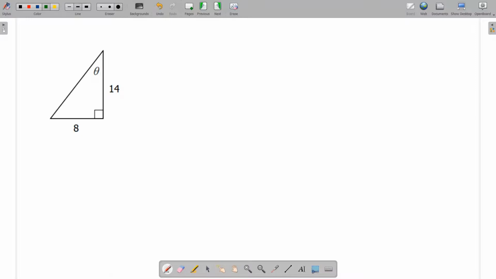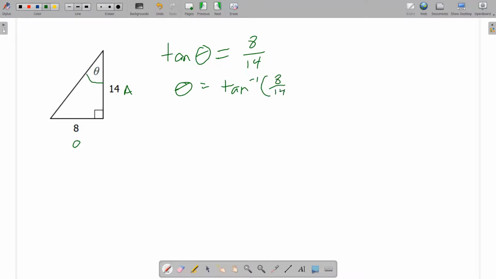All right, for this one, we're going to label our sides based on angle theta. So 8 is going to be my opposite side. 14 is going to be my adjacent side. Now, tangent is the trig function that uses those sides. So we're going to set this up as tan theta equals 8 over 14. So now to solve for theta, we need to do inverse tangent of 8/14. Let's round to the nearest tenth here. So theta is equal to 29.7 degrees.